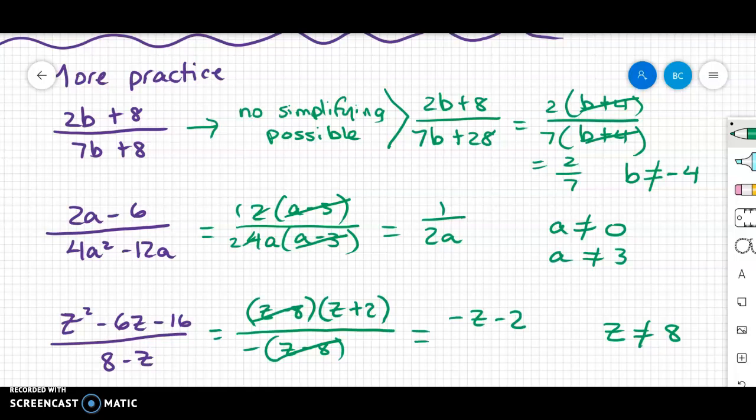Again, to look for the excluded value, if I just looked here, I would say I have no excluded value because I have no denominator. But I need to go back to the beginning or the fully factored form before I started reducing. And I know that z cannot equal 8 because that would end up with a denominator of 0.